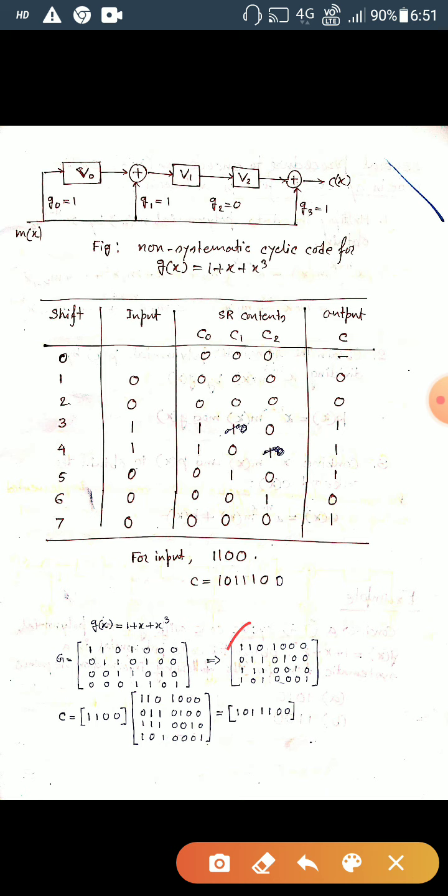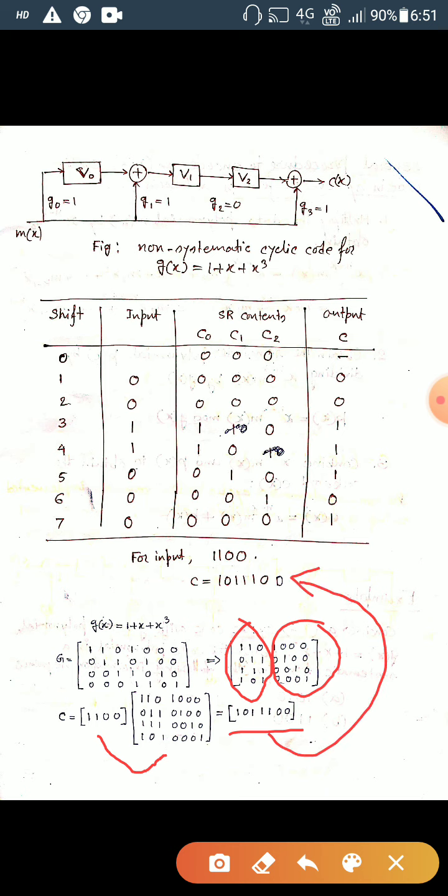So the right hand side is defined here as the identity matrix, and this one is the parity matrix. Now the G is converted into the systematic form, and if you multiply the message bits with the generator matrix in the systematic form, then you can get the code word, and it is the same as what you already got from this table.